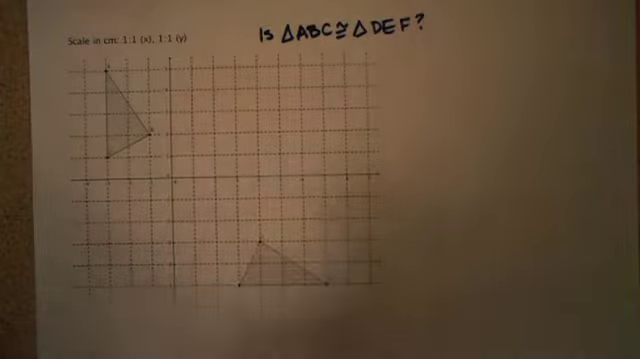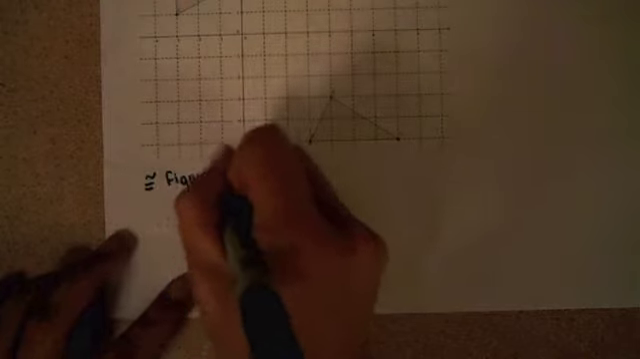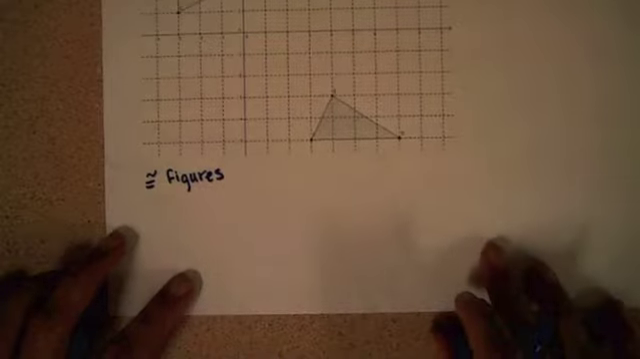Let me jot these down over here. Congruent figures. We know that congruent figures have congruent angles. They have sides with a scale factor of 1. So that means the sides are in a 1-to-1 ratio.